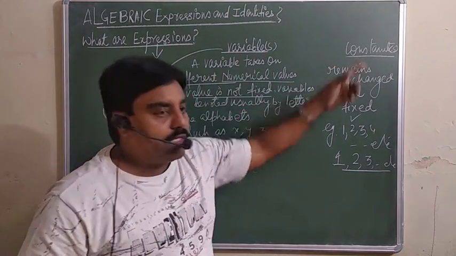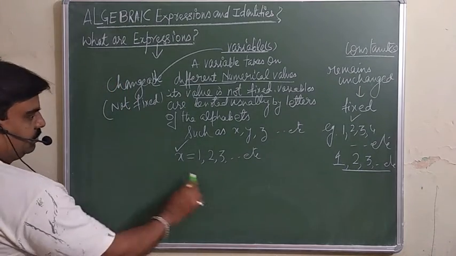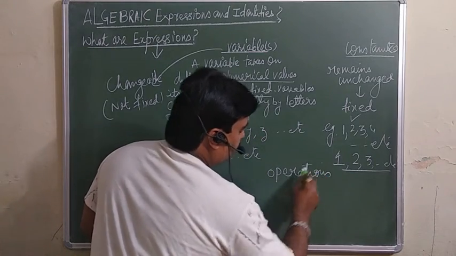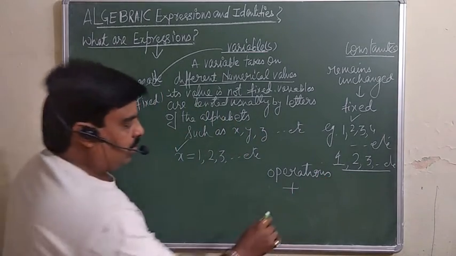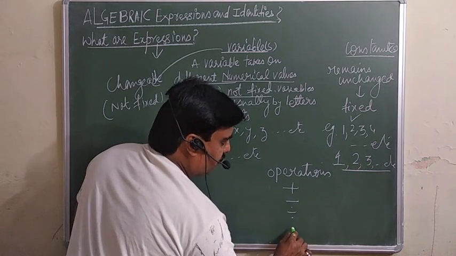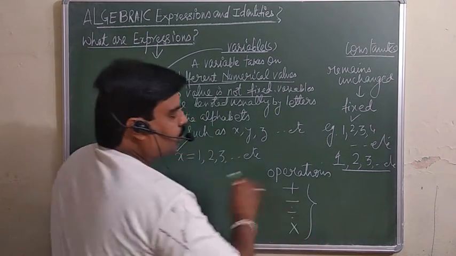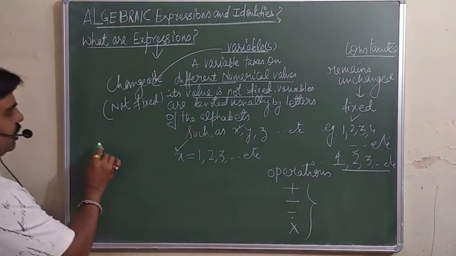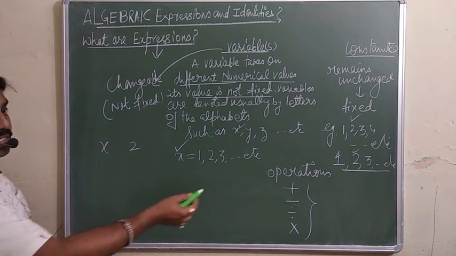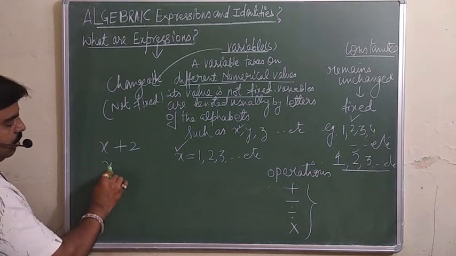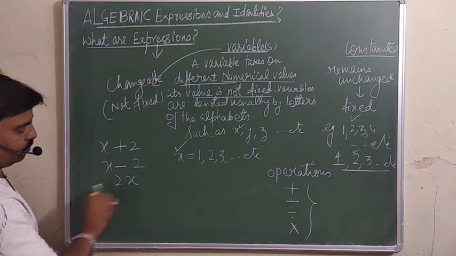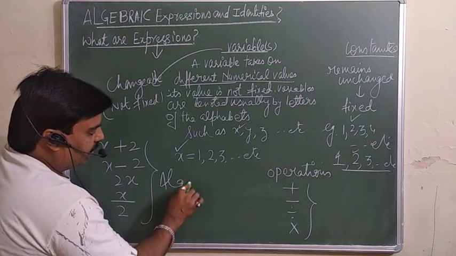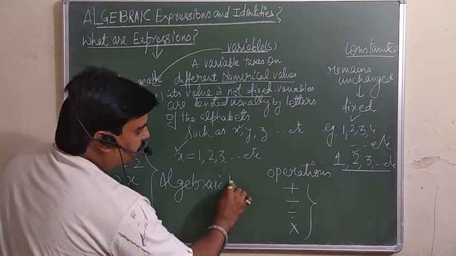Now on the variable and the constant, if we apply any one of the operations, we are going to add them, or subtract, or divide, or multiply. If we apply any one operation on the variable and on any constant, either we add them, subtract, multiply, or divide, then these are known as algebraic expressions.